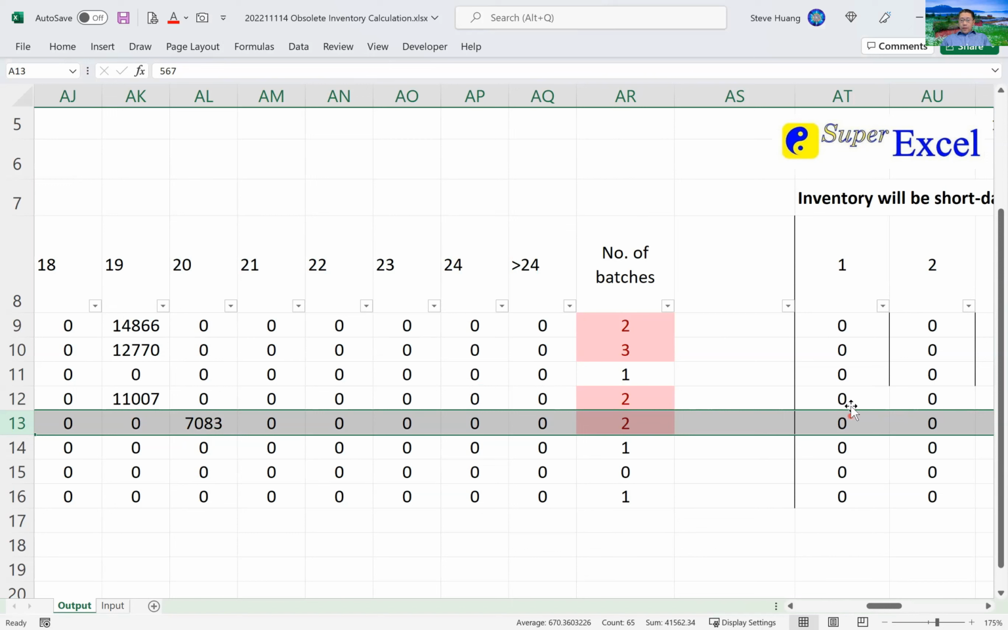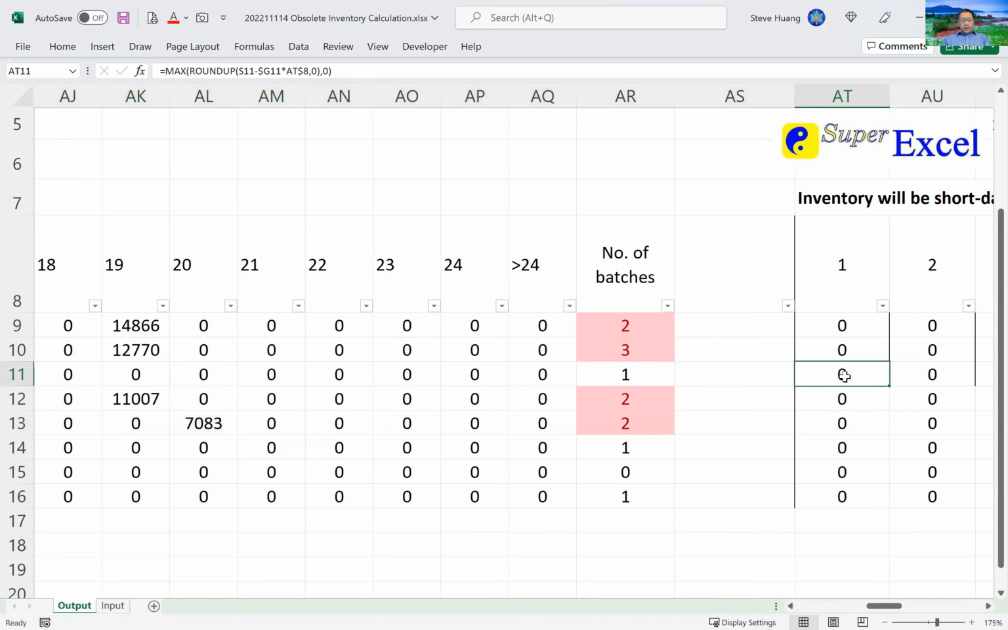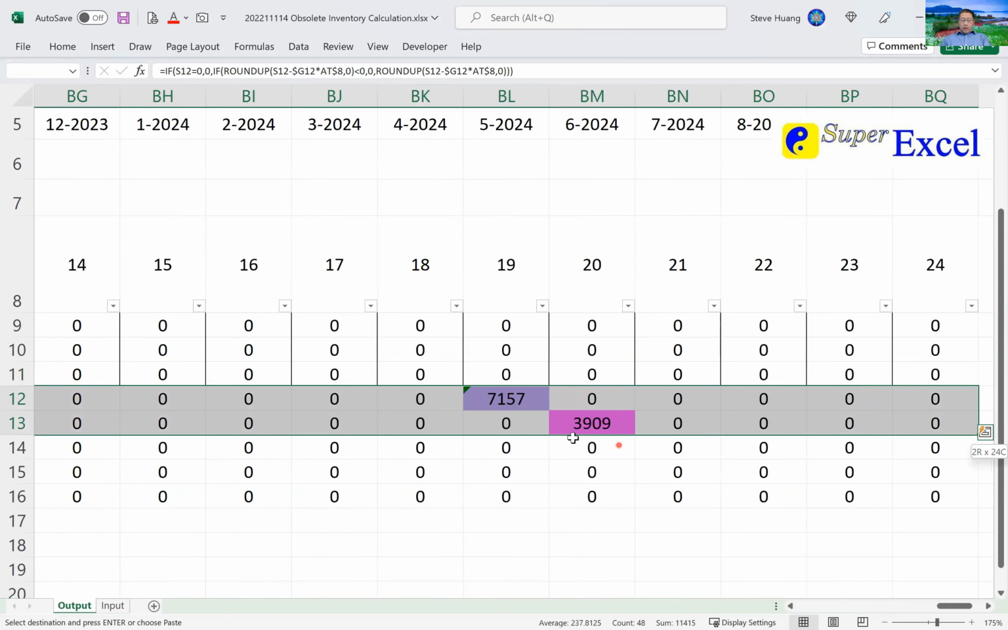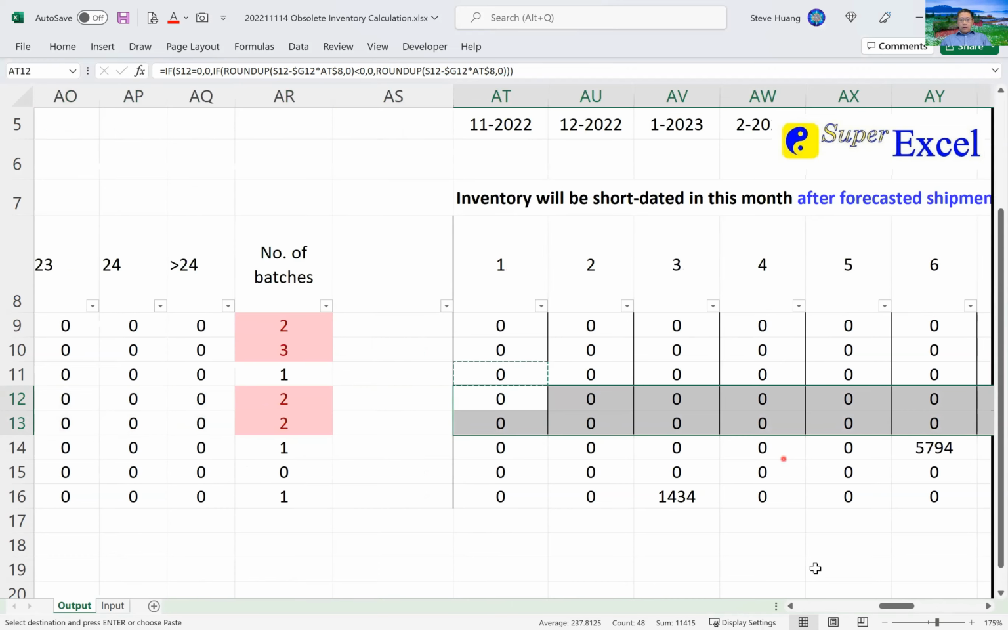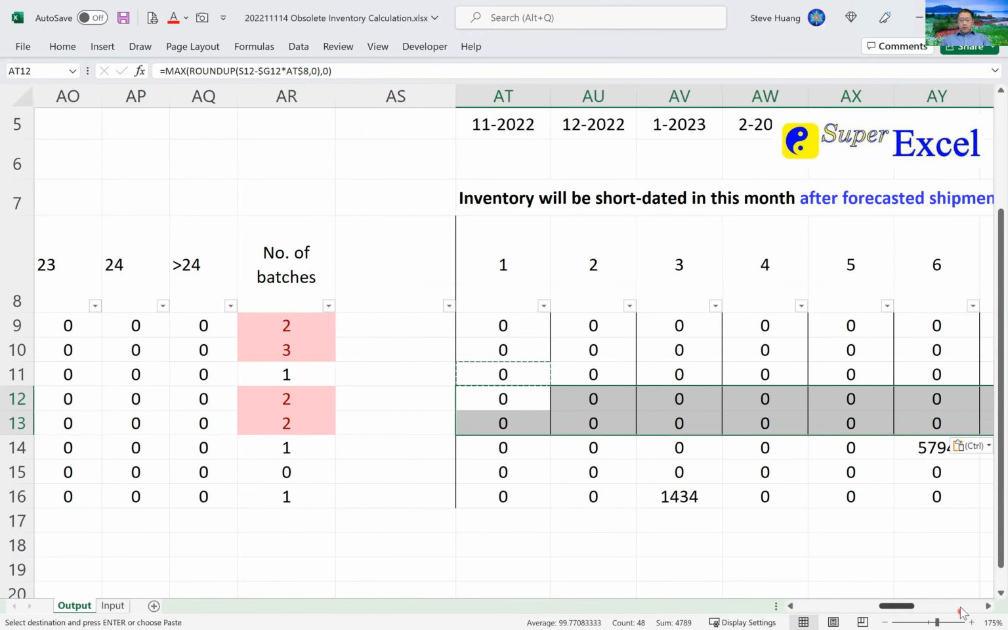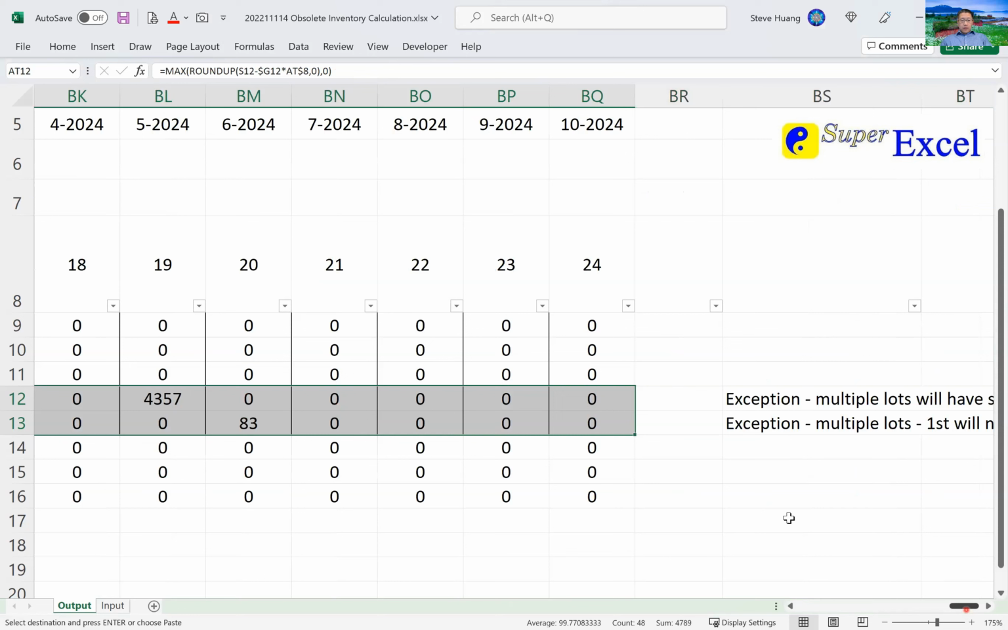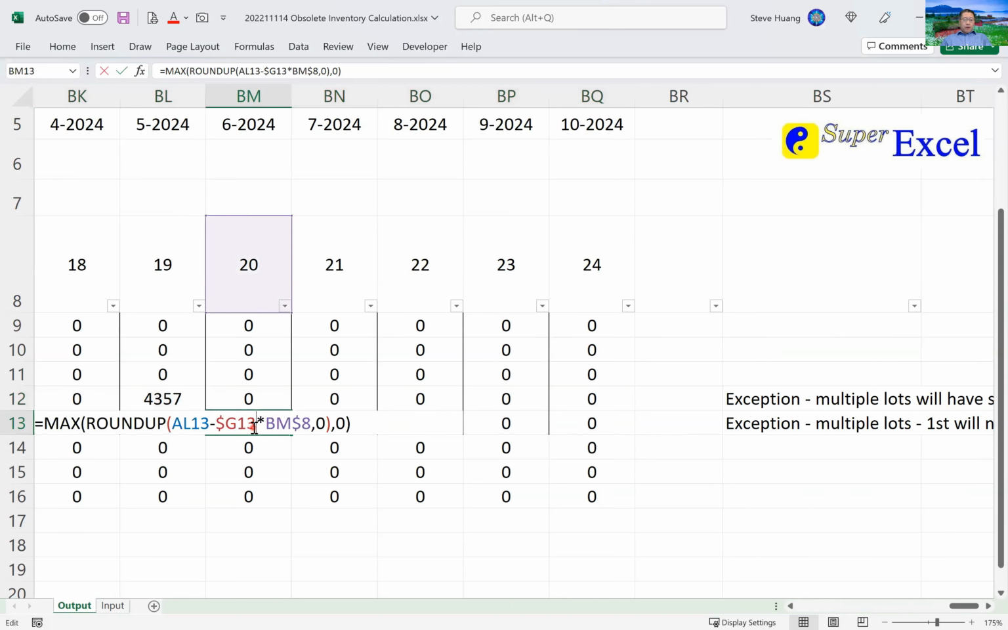So if I copy the formula from what I did before and paste down over here, now just remember this number should be 3909. If I paste over here with that formula we did before, now I'm not getting that 3909, I'm getting A3 because I have a problem with the formula. My formula only considers this AL with that 20 months times the monthly forecast.